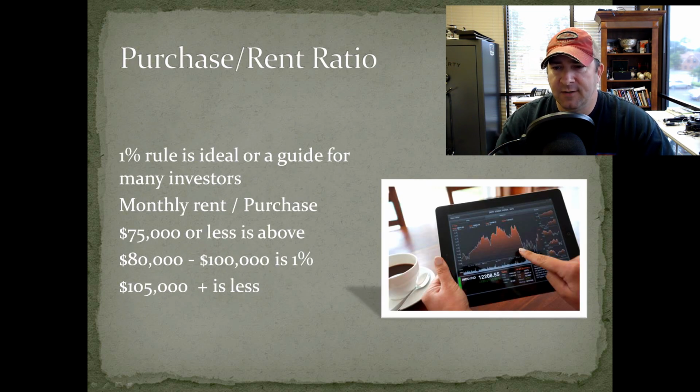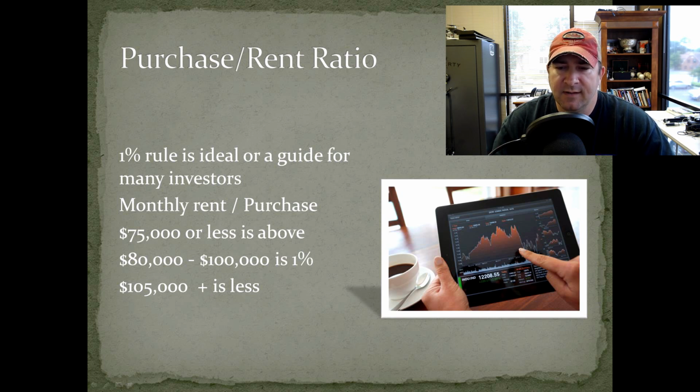Purchase to rent ratio, otherwise known as the 1% rule. This is a general guideline of what a lot of investors try to accomplish in purchasing property. Essentially, what it means is the monthly rent needs to be 1% of the purchase price. So my formula is simply monthly rent divided by purchase price. In our business, and evaluating other companies who do what we do, because like I said, we're a turnkey property provider.